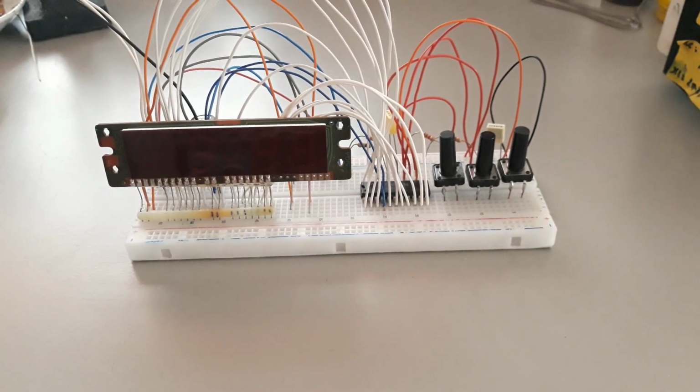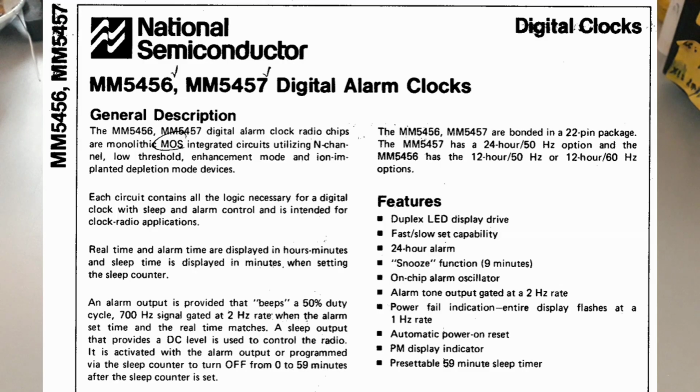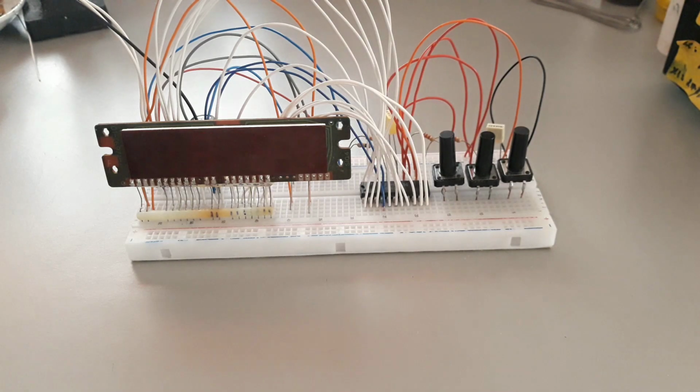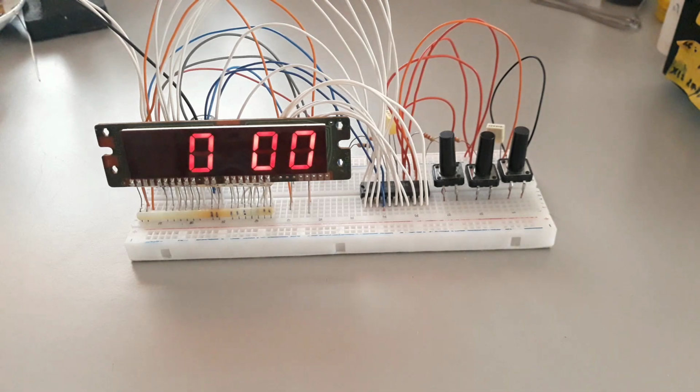Hi folks, today I bring you another vintage clock integrated circuit from National Semiconductor. This time we are looking at the MM5457N. Since this device is very similar to the MM5455N, I highly recommend watching that previous video first, as it provides a great foundation for understanding this one. Today, we will focus mainly on the differences between the two devices.